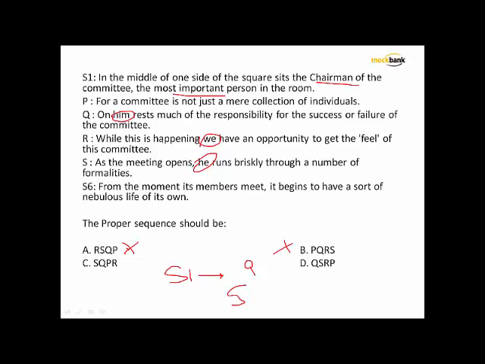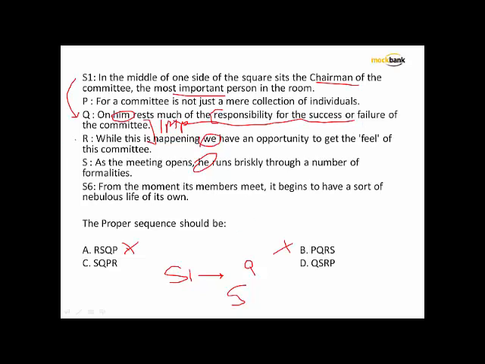For me, this is much more explanatory because it says on him rests much of the responsibility for the success or failure. When I can say that on a person depends the responsibility for the success or failure of the committee, I would consider that person as important, right? So when I consider that person as important, my statement number S1 will be followed by statement number Q.